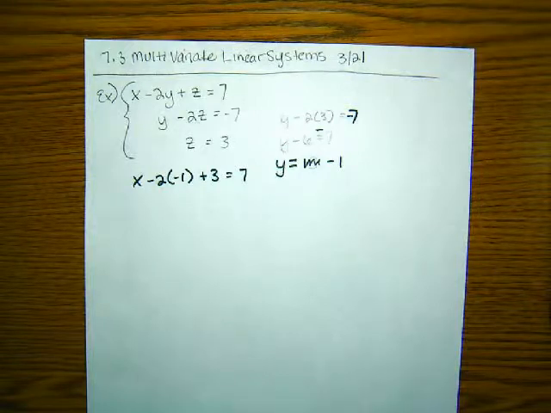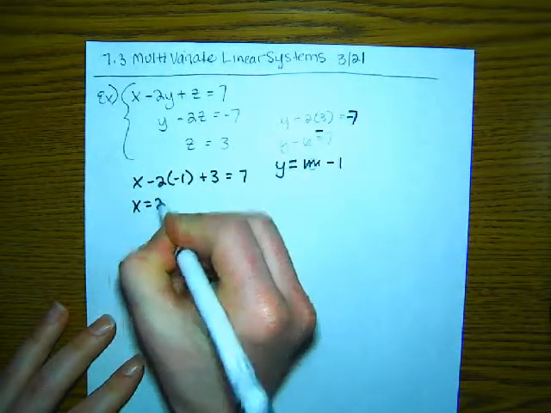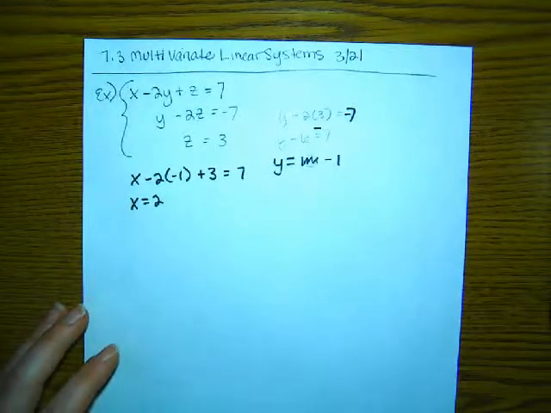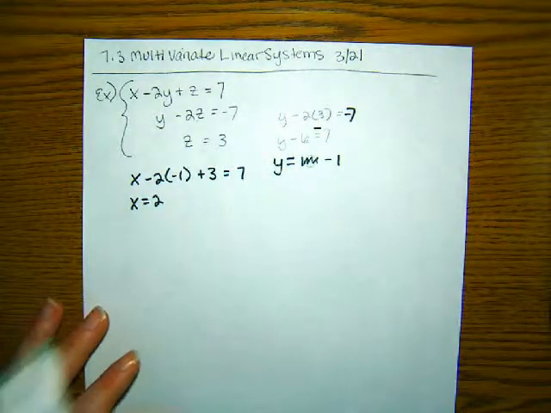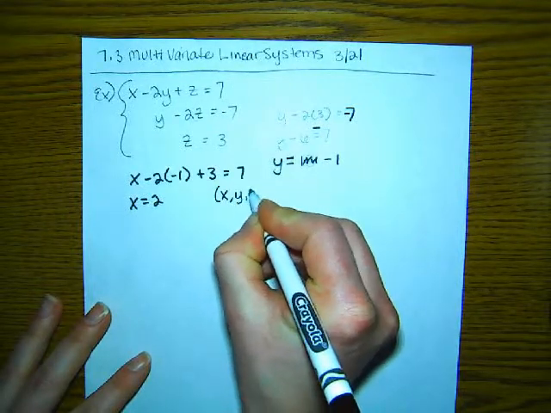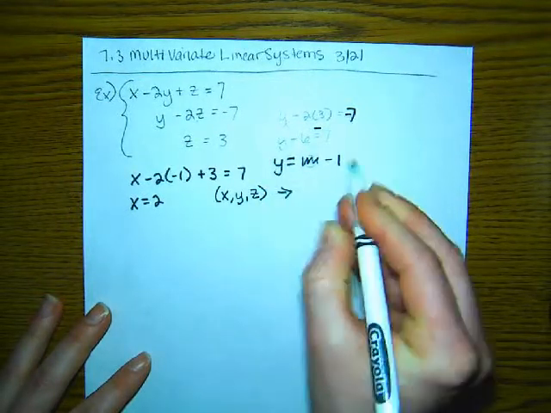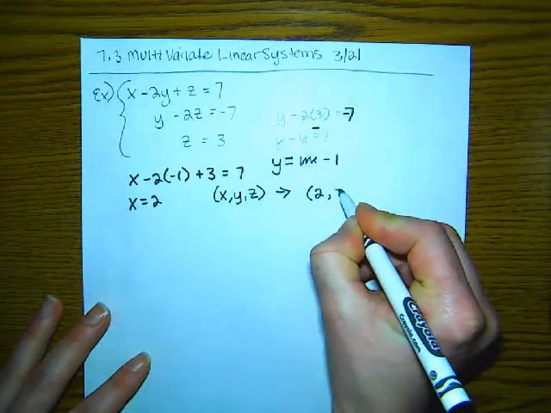X equals 2. Okay. So when we're solving for three variables, instead of an ordered pair, we write them as an ordered triple. And the ordered triples are X, Y, and Z. So we would write this as 2, negative 1, 3.